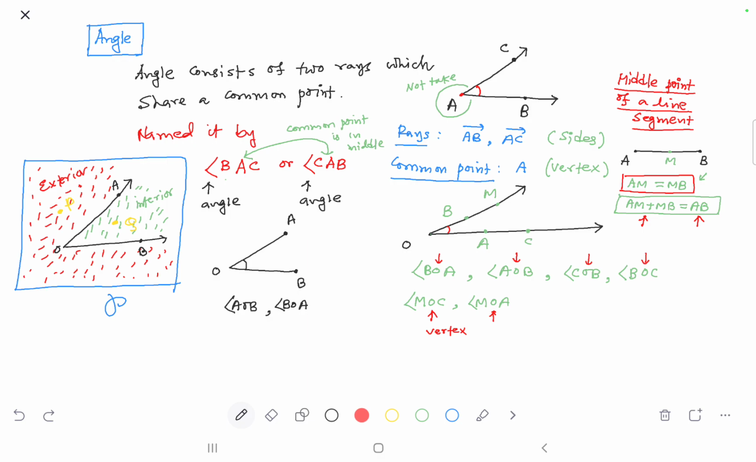Now I tell you one thing: a straight line, or a line, cannot have a middle point, and a ray cannot have a middle point. Okay. Yeah, because a line has infinite length. Also, a ray has infinite length, right?